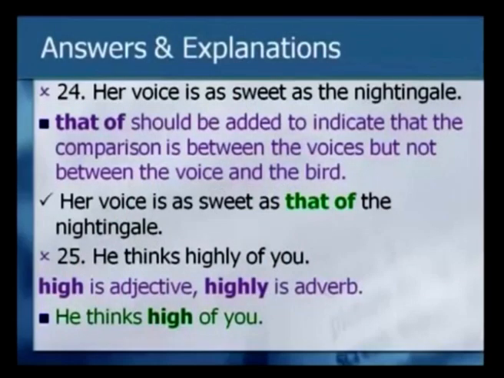Let us look at the answers and explanations. First, her voice is as sweet as the nightingale. Now, what is the error here? You should use that of.